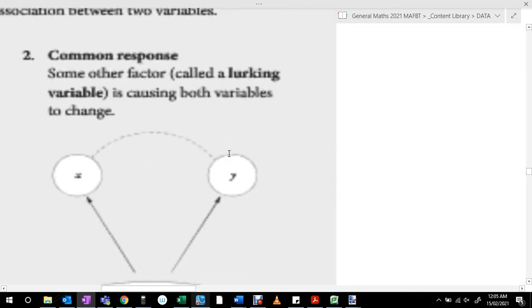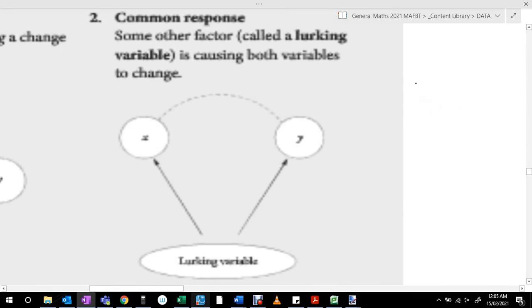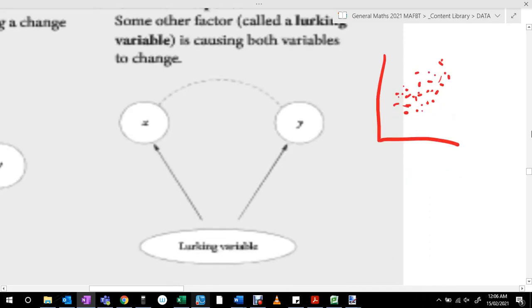Common response. Let's say, for example, a graph might have something like this. It goes like that. It might have a high R value. And for example, it could be chocolate, and this could be yogurt. Bad spelling, but yogurt. So in this case, the more people bought chocolate, the more they also bought yogurt.